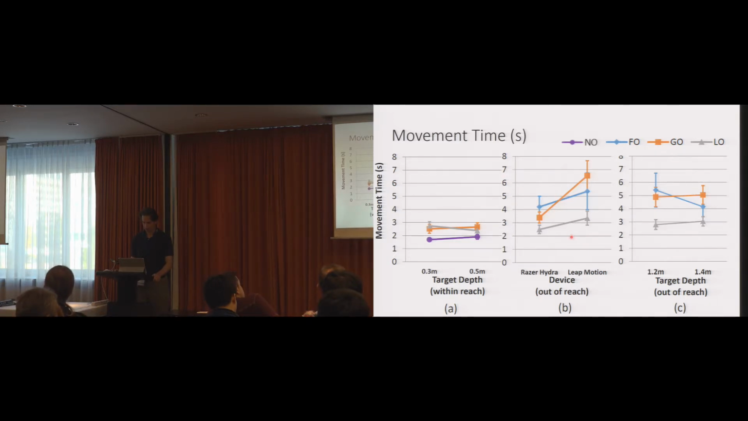And again, there are interaction effects. For the Razer Hydra here, go-go was faster than fixed, but for the Elite Motion, they did not significantly differ, and that basically probably had to do with the larger standard deviation, roughly speaking.